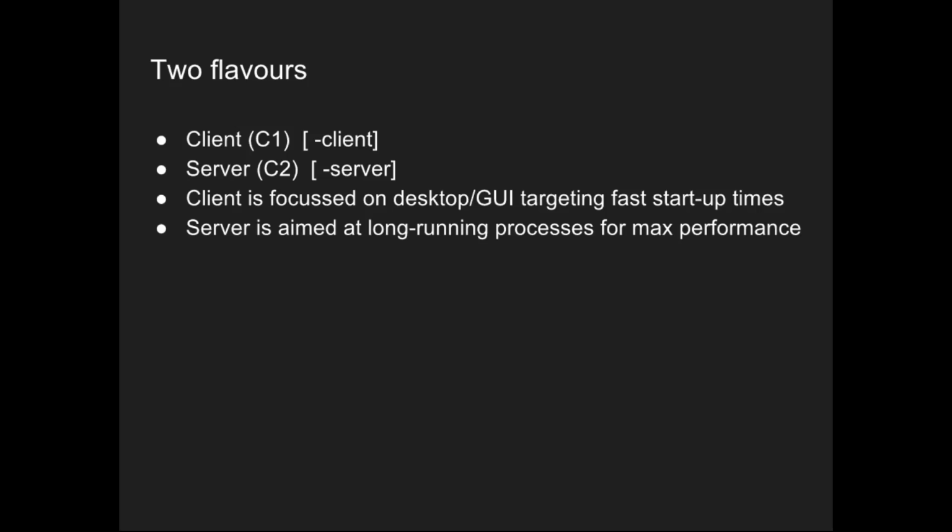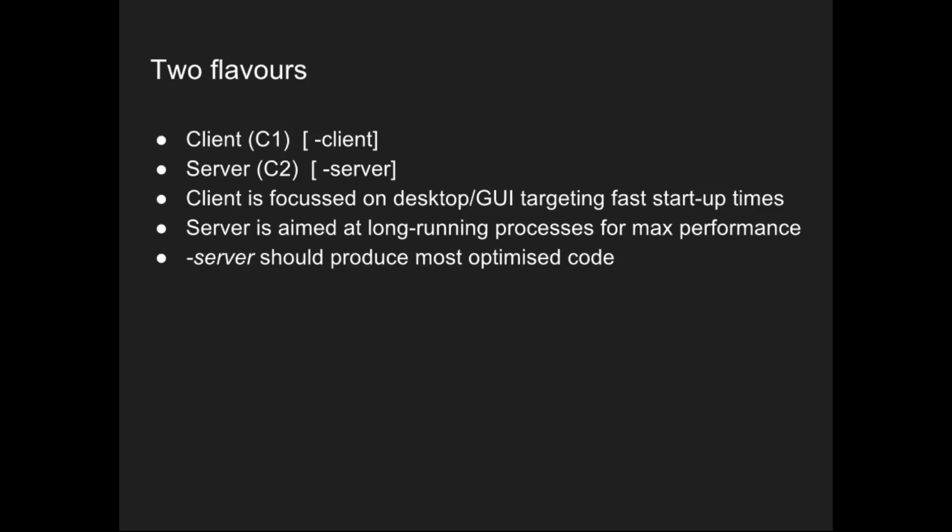The server compiler is aimed at long-running processes and is more tuned for maximum performance. And this means that the server flag using the C2 compiler should produce the most optimized code. It may take longer to get to the point where it is optimized. The point is that it's able to make better speculative optimization, so it will spend longer monitoring and looking at your code in order to understand what are the hotspots and what should be compiled.